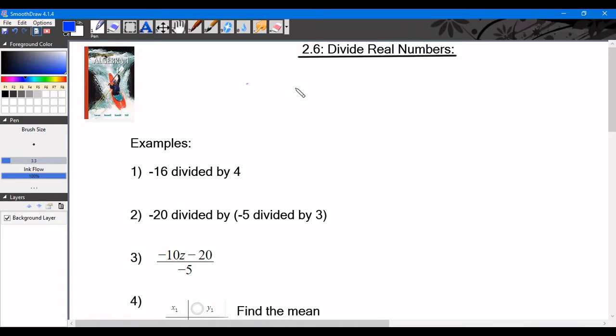Anyway, example 1 is asking negative 16 divided by 4. Now you can rewrite this as negative 16 times 1/4, which is equal to negative 4. So your answer for number 1 would be negative 4.